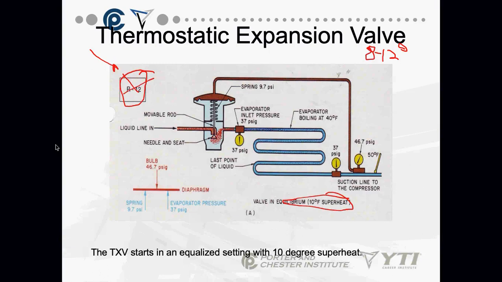Okay, so in this case, the valve is at equilibrium. Basically, the bulb pressure pushing down equals the spring pressure pushing up and the evaporator pressure pushing up. It has a perfect 10-degree superheat. Everybody see that so far? You with me?